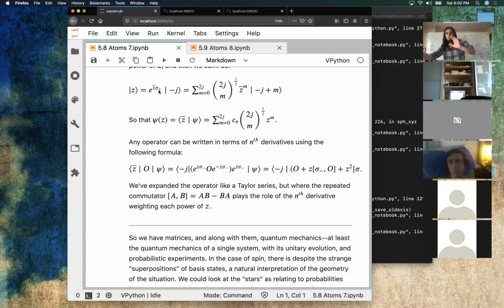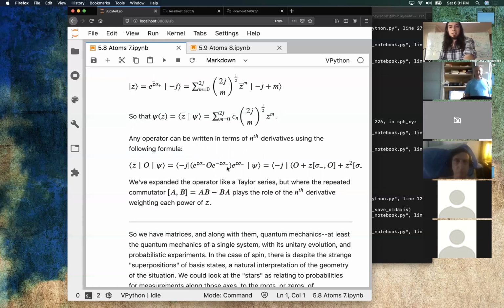If instead, where that's a ket, we work with the bra, we have to take the adjoint of the operator. Taking the adjoint of that, the adjoint of sigma plus is sigma minus, and the adjoint of Z conjugate is just Z. So e to the Z sigma minus acting on negative J is just that spin coherent state at Z conjugate. So that explains that part.